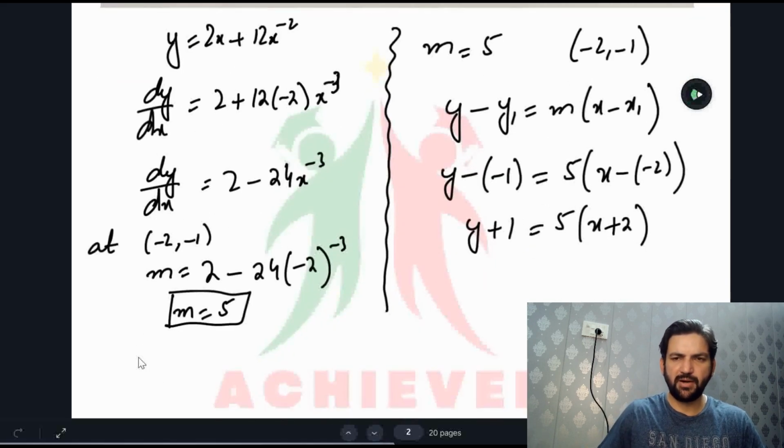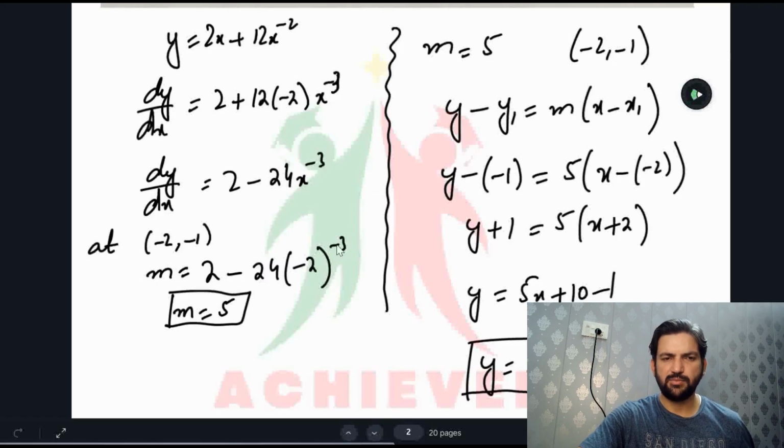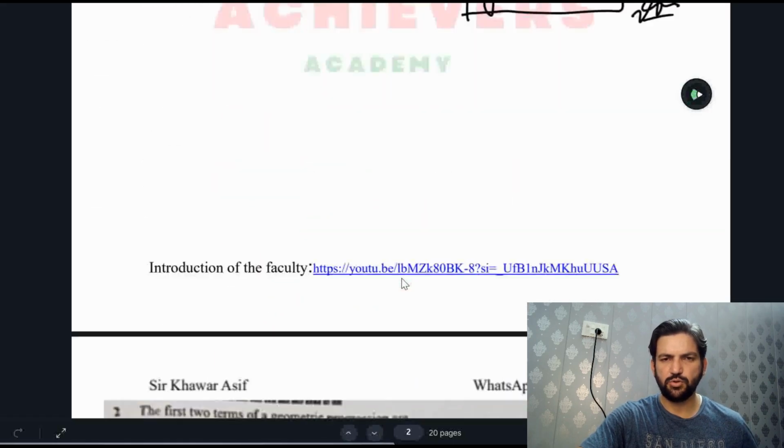If we simplify it, this will be y is equal to 5x plus 10 minus 1. So y will be equal to 5x plus 9. This will be the final answer. I hope that the concept is clear. Let's move to question number 2.